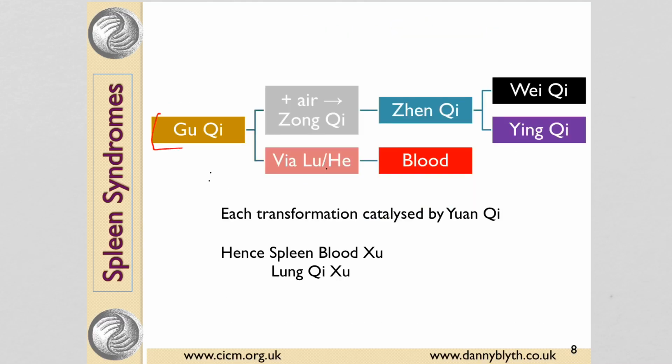To remember that gu qi from the spleen and stomach goes via the heart and lungs to produce blood, hence we get spleen blood deficiency, and it also with air becomes zong qi, zhen qi, and this becomes the wei and yin qi, each of these transformations being activated by the yuan qi, the qi transformations. So you can see how you get spleen and lung qi deficiency as combined syndromes.